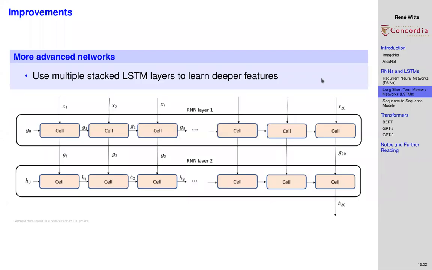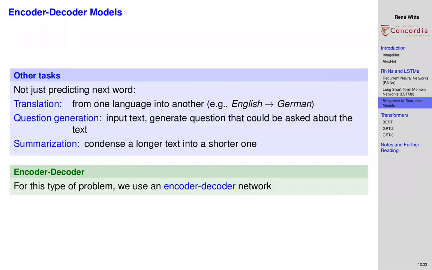Okay, so the third kind of architecture I want to show you is a so-called sequence-to-sequence model or encoder-decoder model. So far, we built a network that can generate new text by predicting the next word in a sequence. But now we want to use a network for some more sophisticated tasks, for example, for translating from one language to another, like you can do online with a translator like Google Translate. So for example, from English to French or English to German.